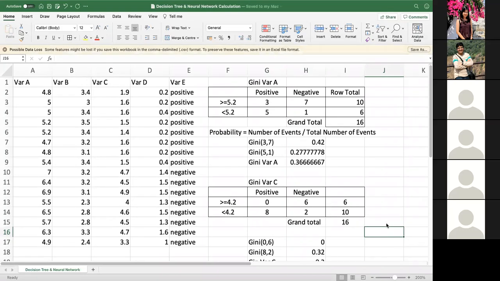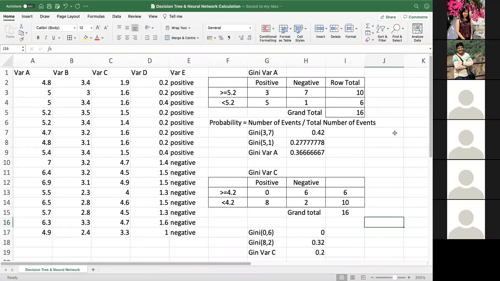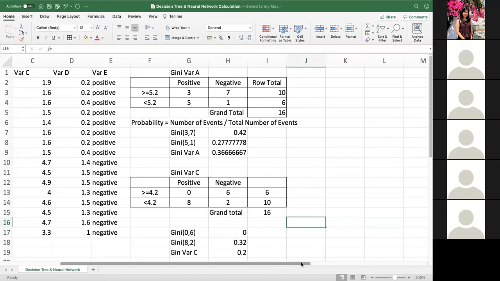Gini is very easy to calculate compared to the other approach, which is entropy and information gain. This is very simple and easy, and all these calculations are based on probability. So all of you got the Gini calculation? Yes, sir. Now we will use the same table to calculate entropy.